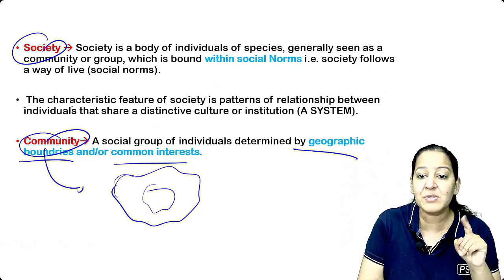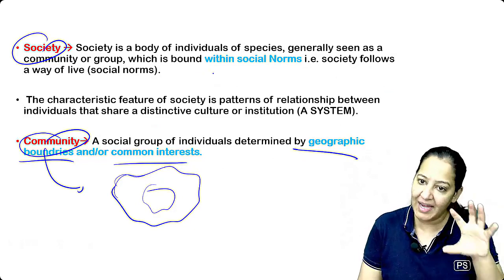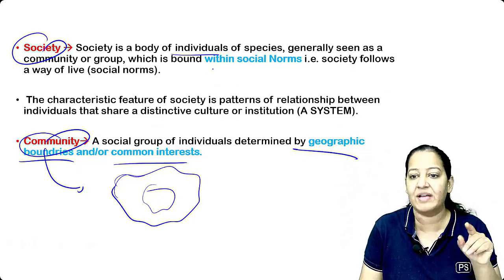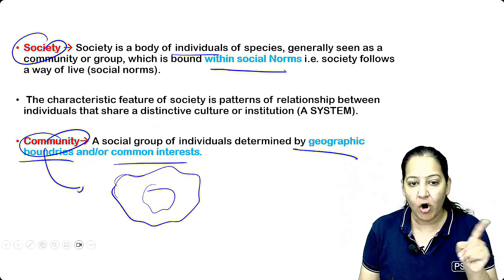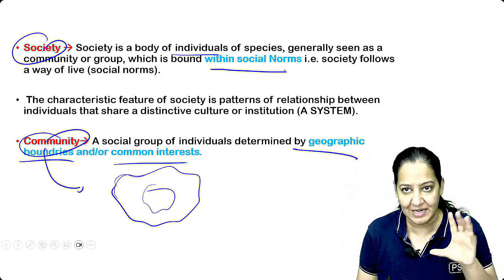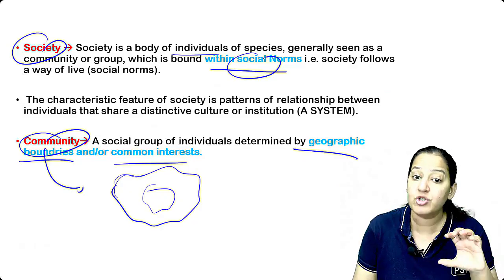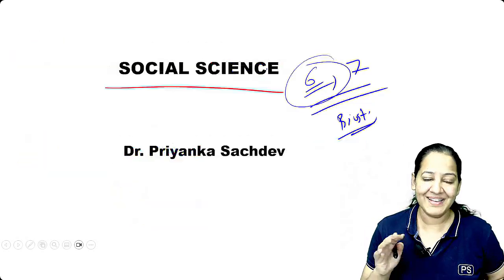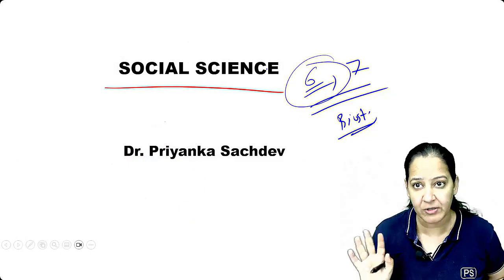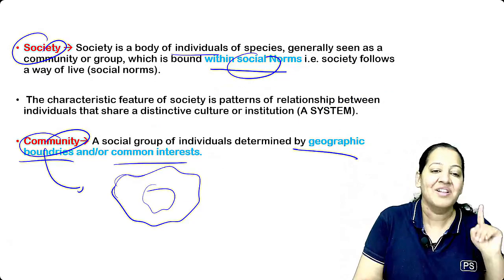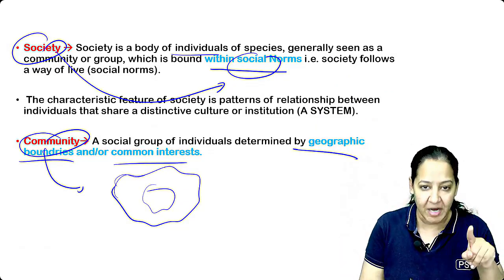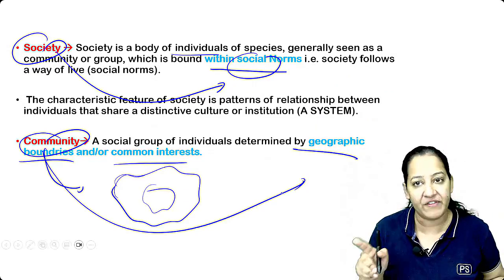What is a society? Society is again a group of individuals, a body of individuals. They live together within same social norms. They are not bounded by geographical limitations. They have same social norms. That is the society. Now the chapter social science is a little bit of philosophy only. So please just understand. The society is the group of people with same social norm, and the community is a group of people with same geographical boundaries.